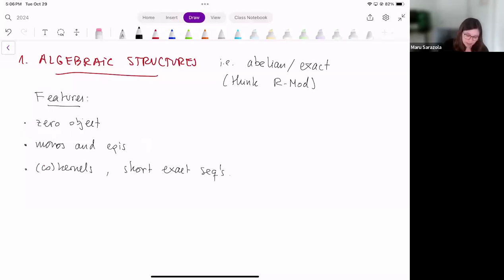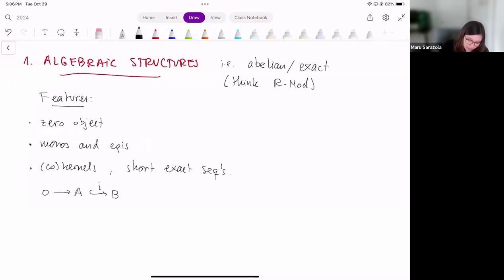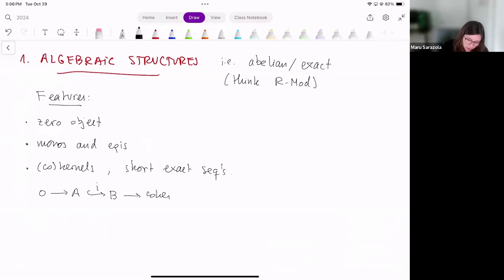What do I mean by this? Let's say that we start with a mono from A to B. I'm going to denote the fact that this is a mono by putting a zero over here. Then in one of these algebraic structures, I'm allowed to take the cokernel. This exists. It's the equalizer of this map and the zero map. And it completes my mono to a short exact sequence.